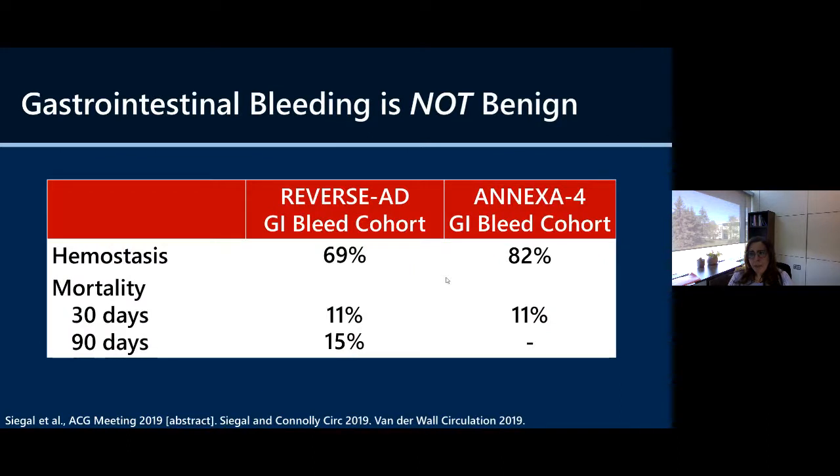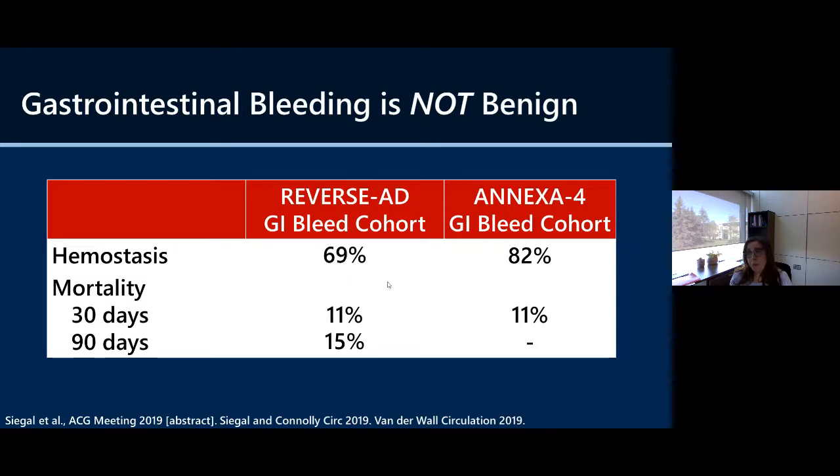And so I wanted to take this opportunity to highlight the fact that gastrointestinal bleeding is not benign. We do hear this a lot, that particularly with gastrointestinal bleeding, we should be able to save them. We have blood, and we have vasopressors, and we have endoscopy and procedures that we can do. But in fact, in these cohorts of patients, this table shows just the GI bleeding cohorts from REVERSE-AD and ANNEXA-4.